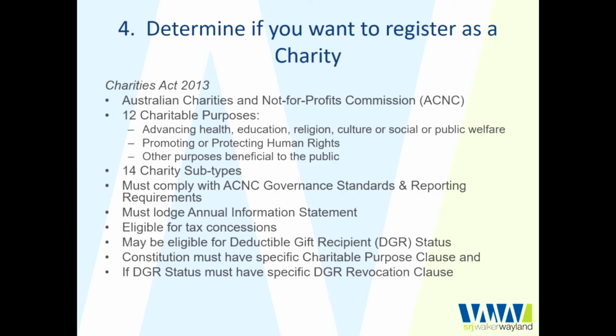If you are a registered charity, you must comply with the ACNC, Australian Charities and Not-for-Profits Commission, governance standards and reporting requirements, which means you need to lodge an annual information statement. You can be eligible for tax concessions, and you may be eligible to apply to the ATO for deductible gift recipient status. If you are considering becoming a charity, you need to be working closely with a lawyer and your accountant to ensure that your constitution has the appropriate charitable purpose clause. And again, if you're considering deductible gift recipient status, that you have the specific DGR revocation clause in your constitution. So there are some additional legal requirements that you need to comply with if you are considering becoming a charity.